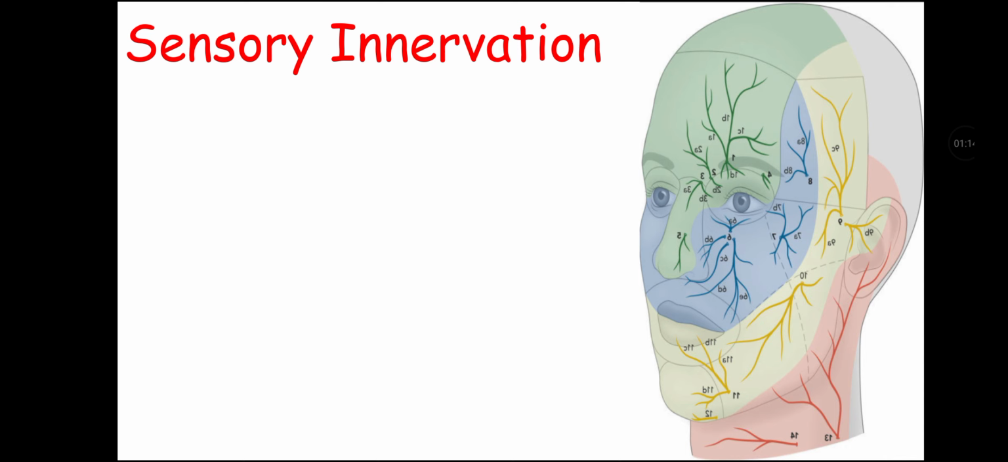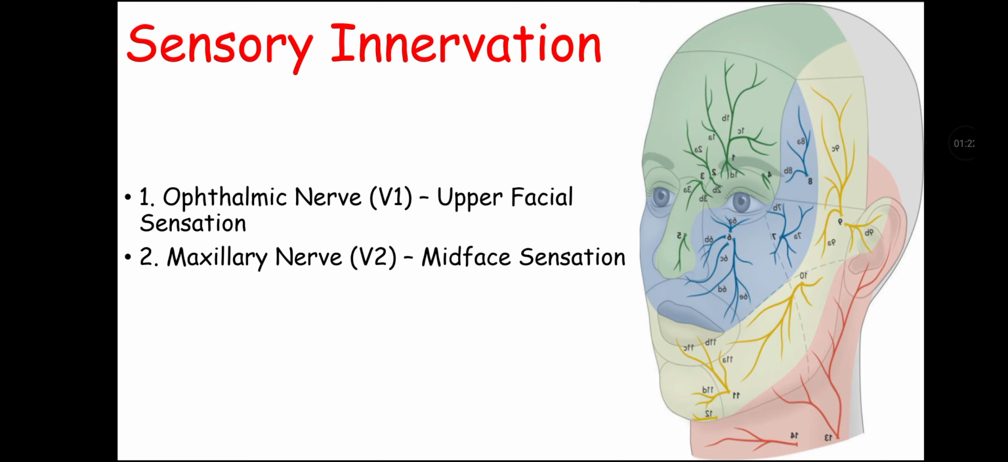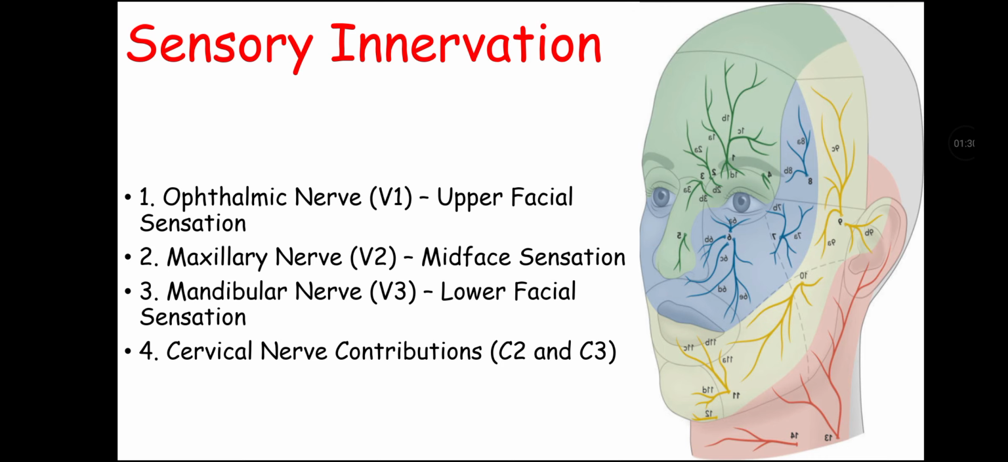Now, further talking about sensory innervation, it is by the ophthalmic nerve, that is upper facial sensation, the maxillary nerve, that is mid face sensation, and the mandibular nerve, that is lower facial sensation, and these three are the branches of the trigeminal nerve. In addition to this, there is also cervical nerve contribution, that is by C2 and C3.